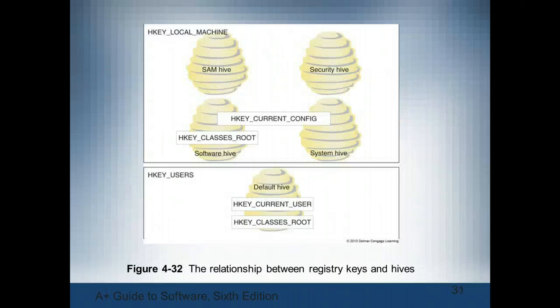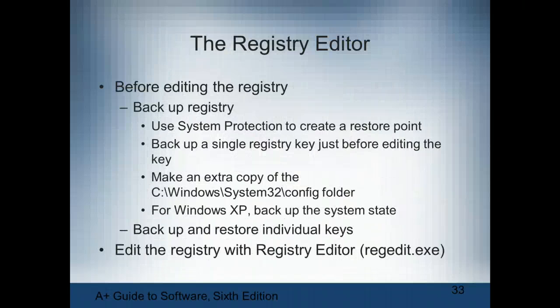And this is just the SAM hive, the security hive, the different hives that are inside each of these things. The HKEY_CLASSES_ROOT is the one that does the file association, so that when you double click on a .doc file, it opens Microsoft Office. You can change that to whatever you want it to be, obviously, but that's what those are for.